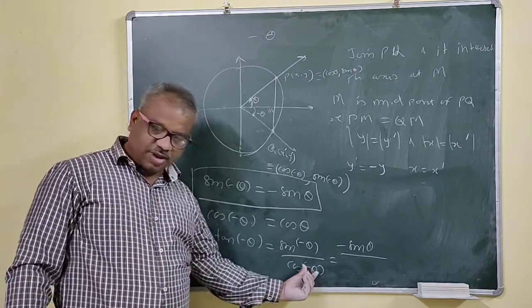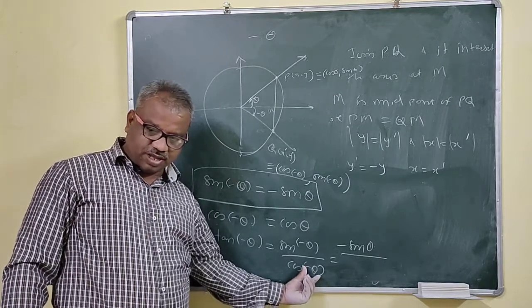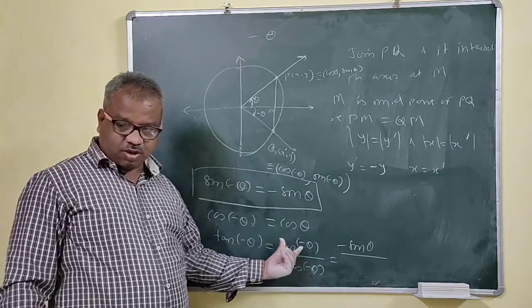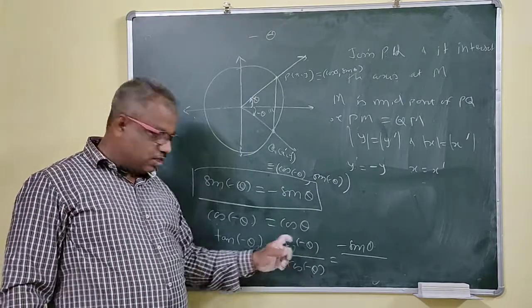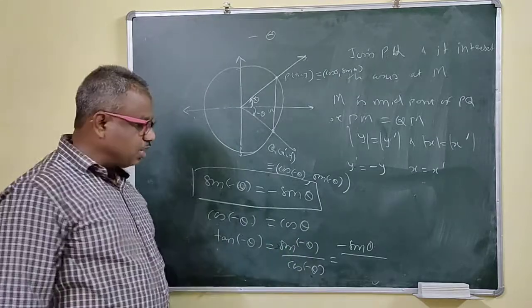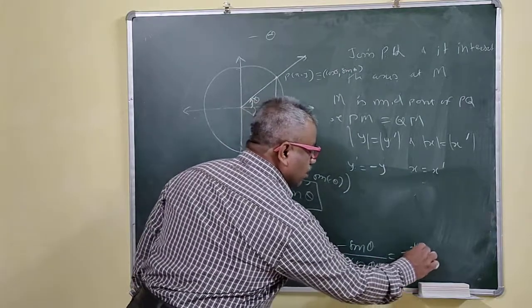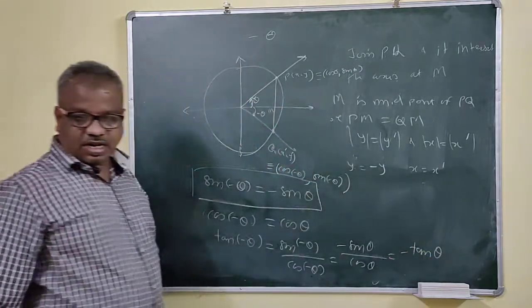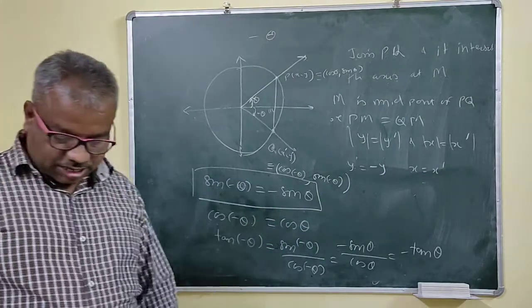For cos, the minus sign is not important. You can write theta here instead of minus theta. But for sine, if you want to replace the minus sign, then again you have to write the minus sign outside. So this is minus sin theta, and this will be cos theta. This will be minus tan theta. So tan of minus theta is minus tan theta. So take care.